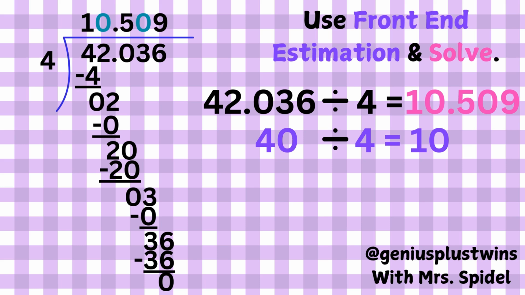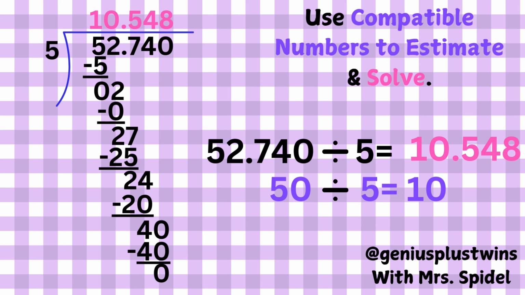Remember, I estimated using front-end estimation that the answer would be 10. So it is very close to the actual answer of 10.509. In this next problem, you are asked to use compatible numbers to estimate and solve. Remember, compatible numbers are numbers that will be easy to work with.